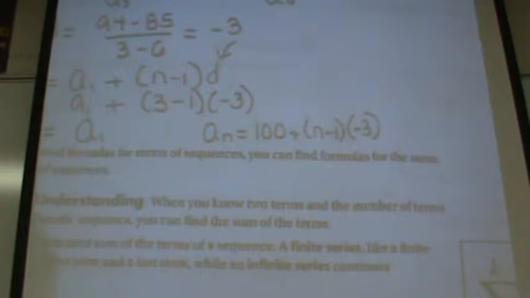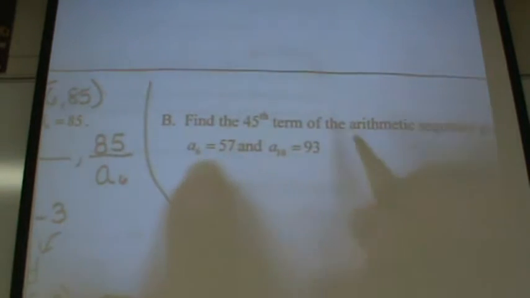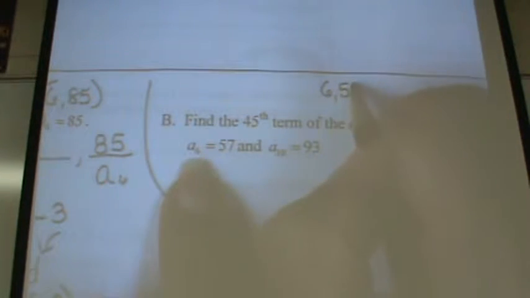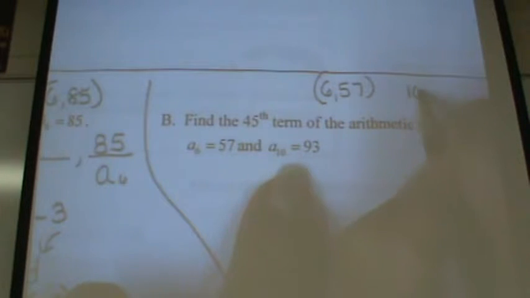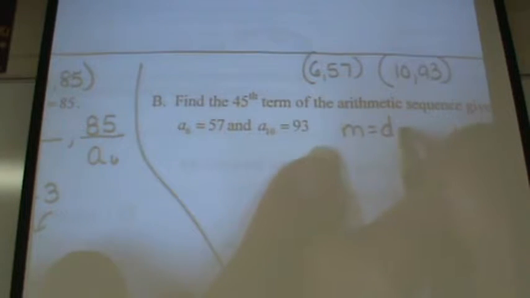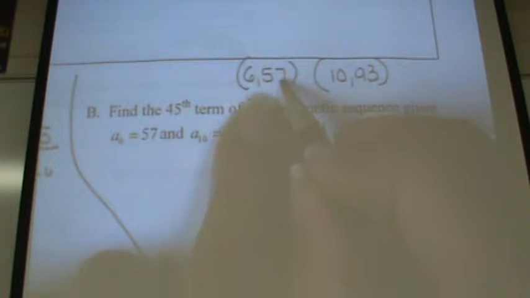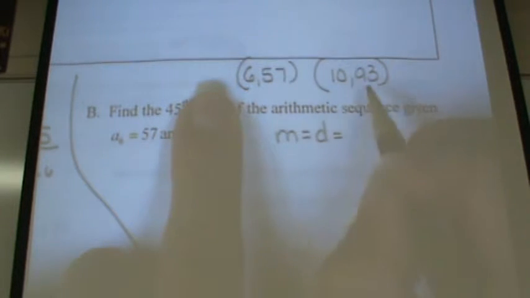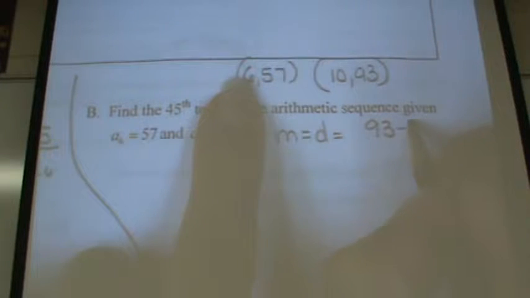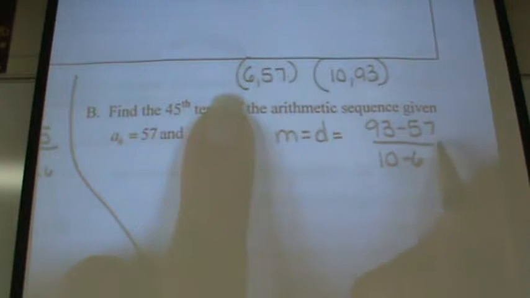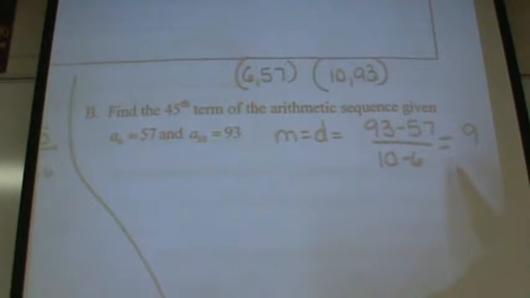So how are we going to find the 45th term? You're going to do the same thing here. You're going to do (6, 57) and (10, 93). Let's find m, which is d. Now I like to go backwards with my lower, see how this is small? Both of these are smaller than this. So I'm going to do 93 minus 57, because I don't want to make any math errors. Do this minus this, and then 10 minus 6. Clean it up, and you get 36 over 4, which is 9.